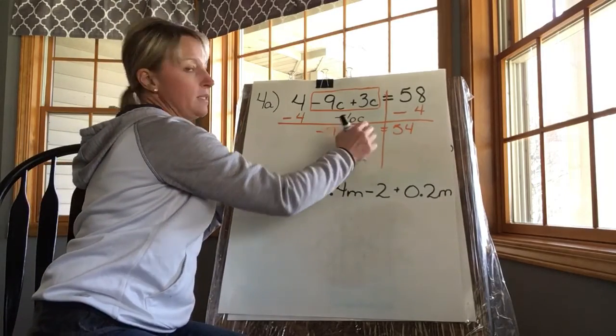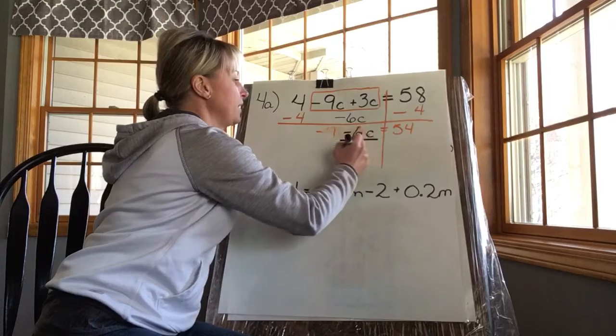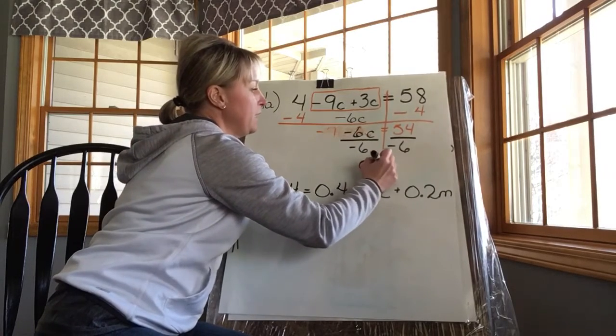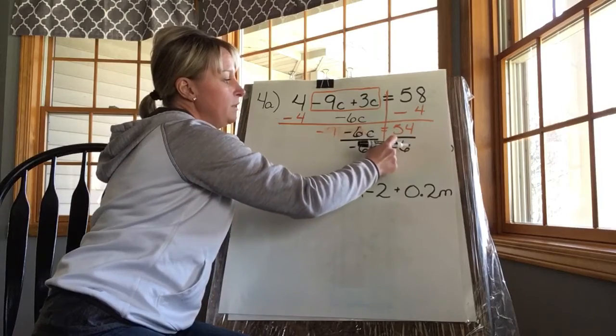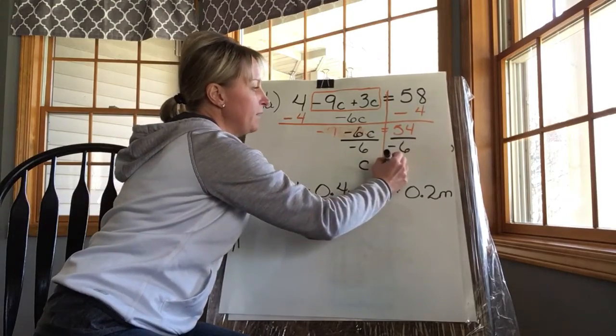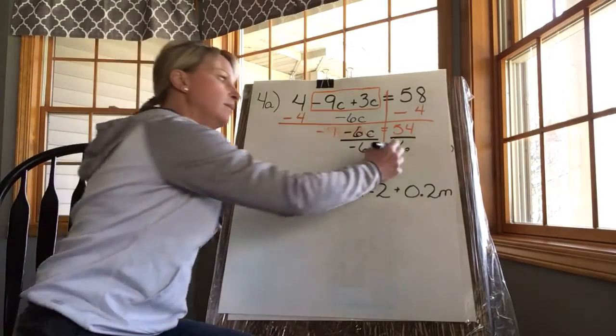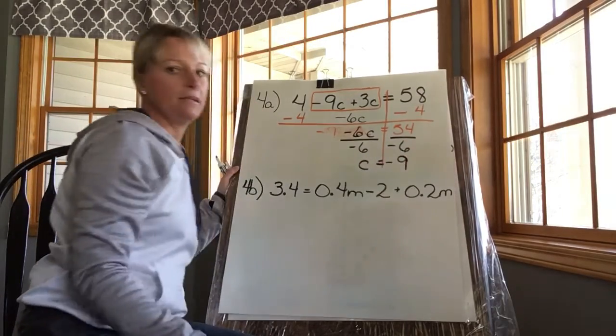So now I need to get rid of the c. So I'm going to divide by negative 6. Divide by negative 6. So I'm left with c equals, and a positive divided by a negative is going to be a negative. And 54 divided by 6 is 9. Okay?